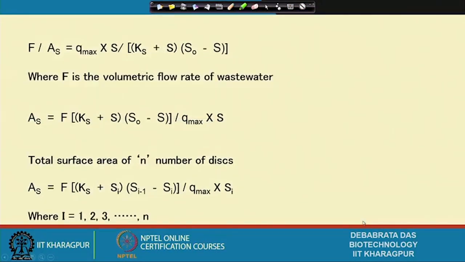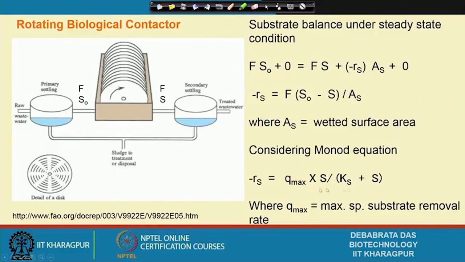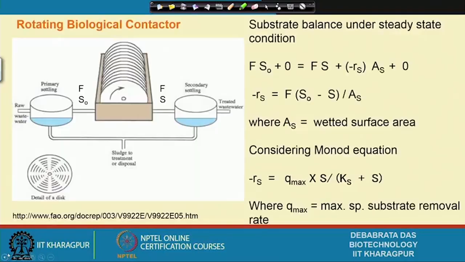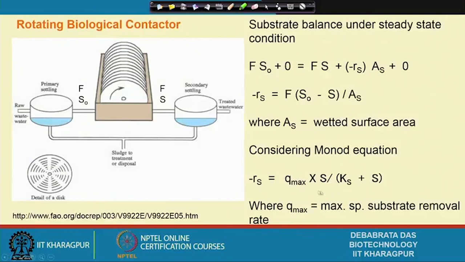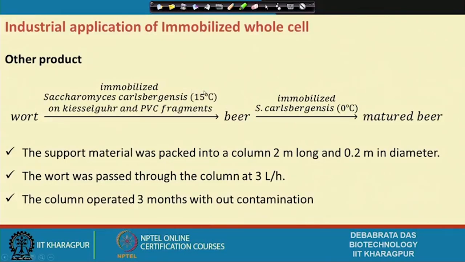Now we can write this equation in this form, F by A. Now here we have F and A. Now this is equal to this, am I right? This is equal to this, we can write there. Now we can write this equation F by A is equal to Q max into X into S by (Ks plus S), with S and S0. F is the volumetric flow rate.